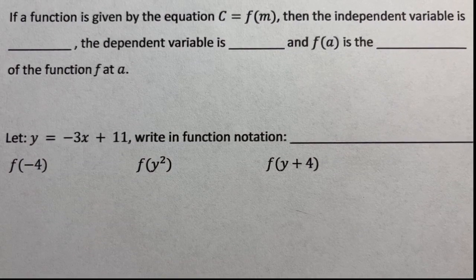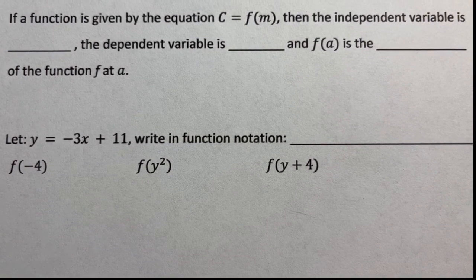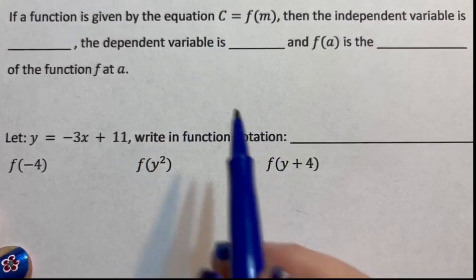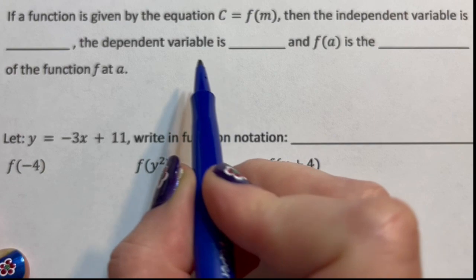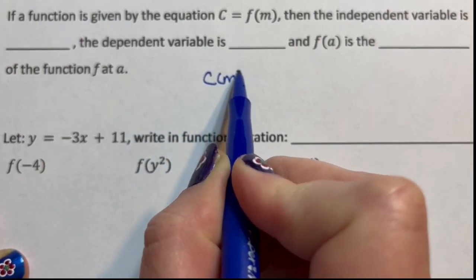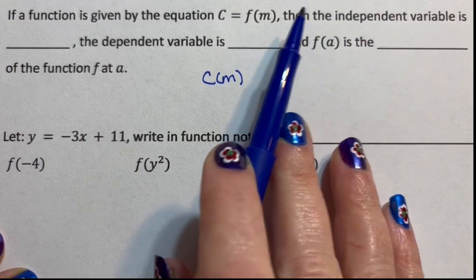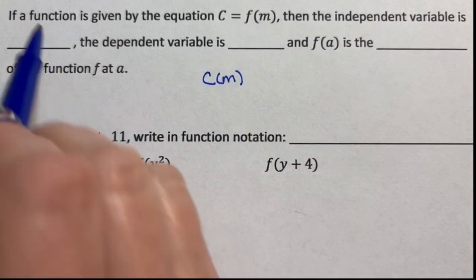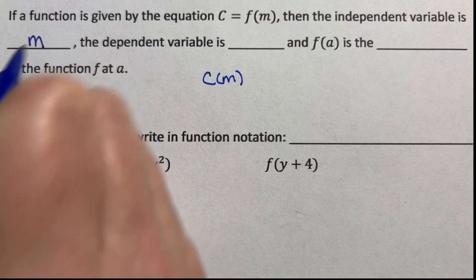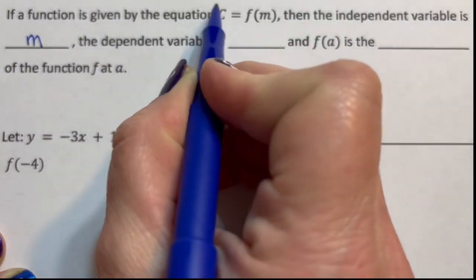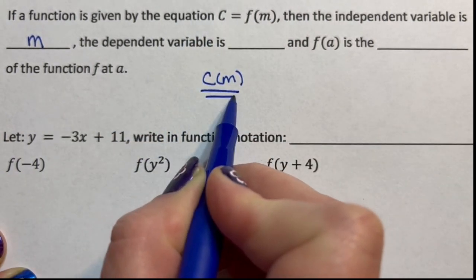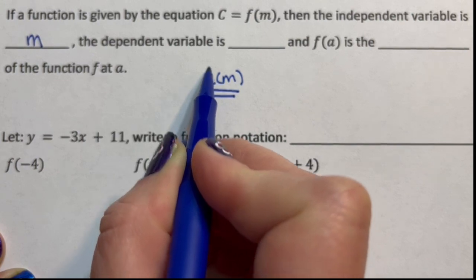Today I'm doing a series of videos on functions. If a function is given by the equation c equals f of m, I will note that often I would just write this as c of m, maybe cost per mile, cost per minute, though sometimes we do put the c equals f of m. It all depends on how the equation is written. The independent variable is always in the parentheses. So our independent variable in this case is m. The dependent variable is always what is being equaled, or in this notation is the one outside.